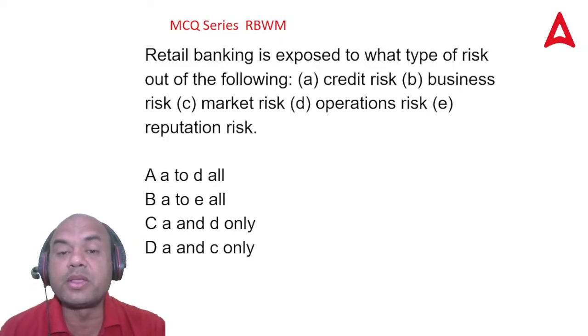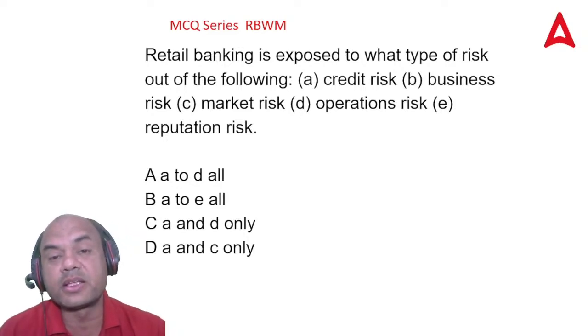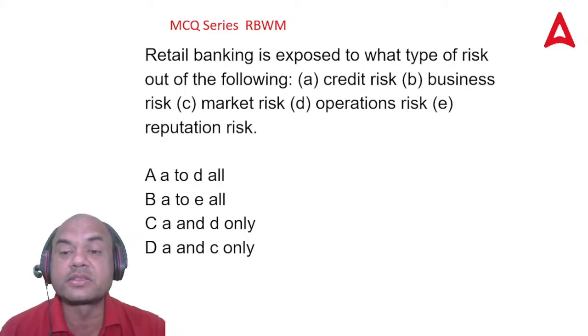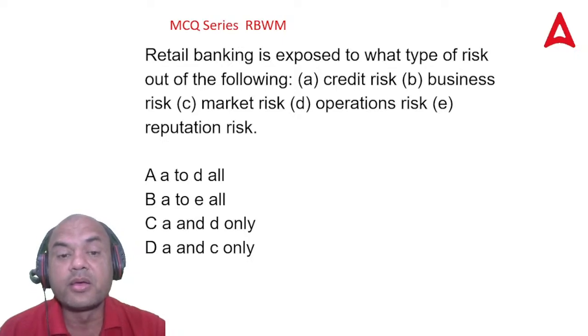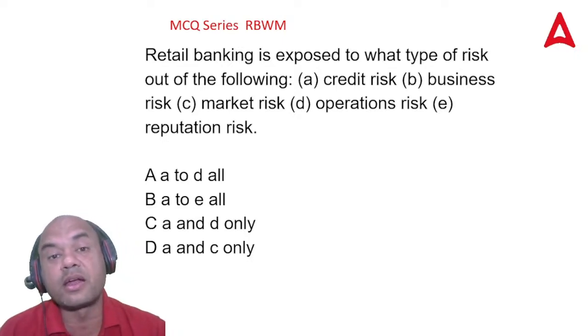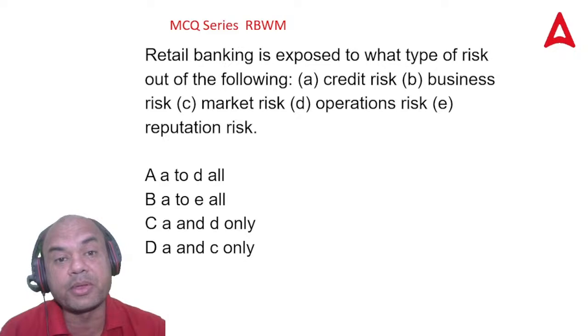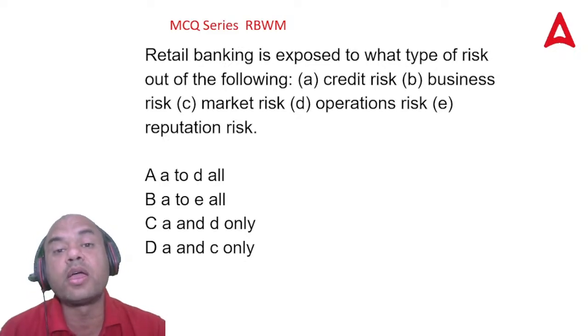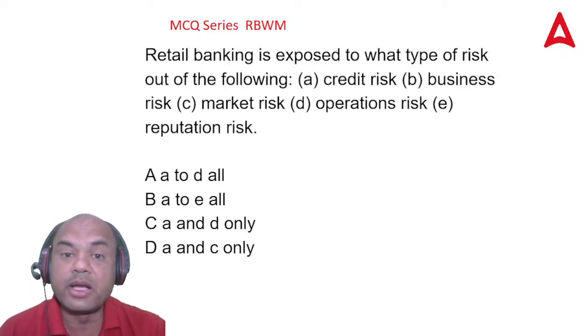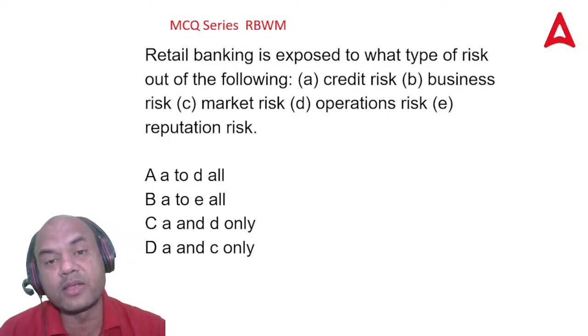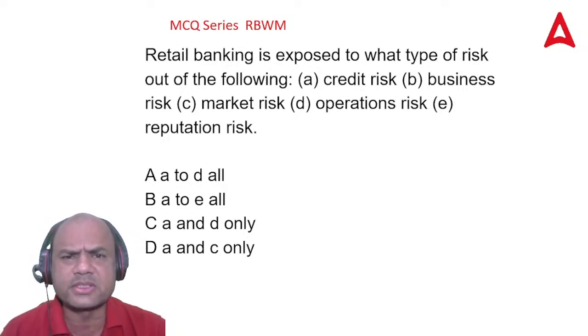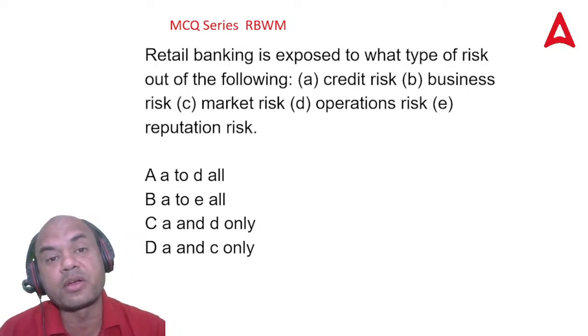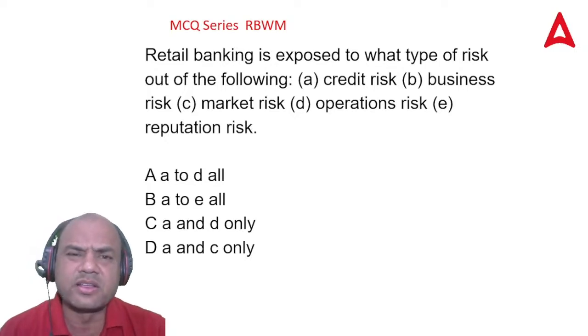Credit risk. Credit means what? Here the customer is not paying you. Business risk means the business may go down. Market risk, because market conditions like COVID may happen. Operations risk, your employees may fail, may deliver something wrong, may give some false promises. This happens, isn't it? Reputation risk, something bad comes about your bank in the newspaper, in the internet media nowadays, is a huge thing.